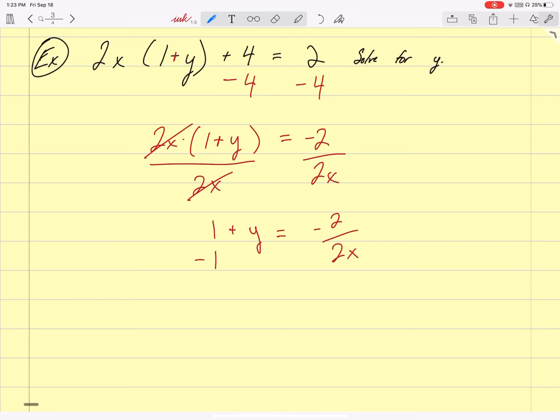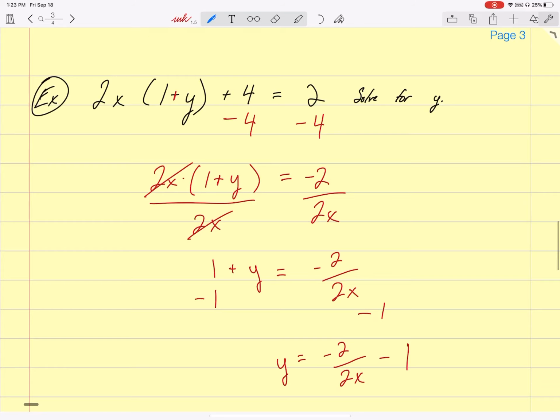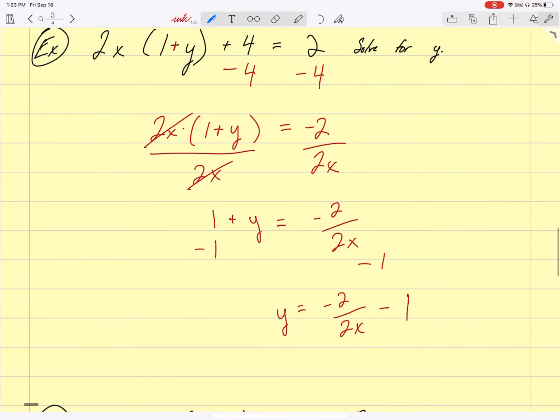We need to subtract this 1 from both sides. And y equals negative 2 divided by 2x minus 1. And we could just do one thing here to simplify this because it's not a difficult step. Cancel out the 2's and we'd have a 1. So this would just be y equals negative 1 over x minus 1.